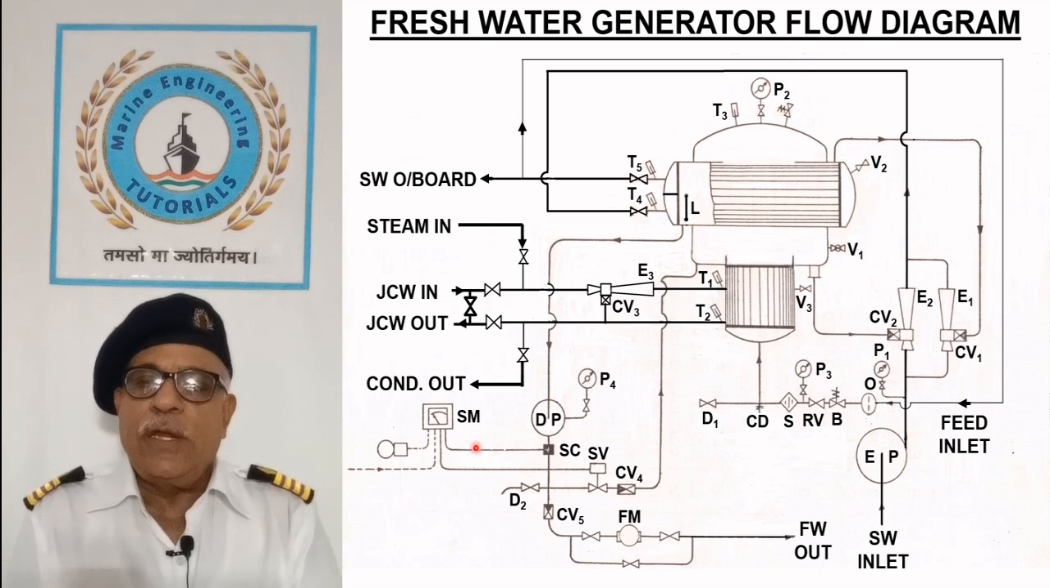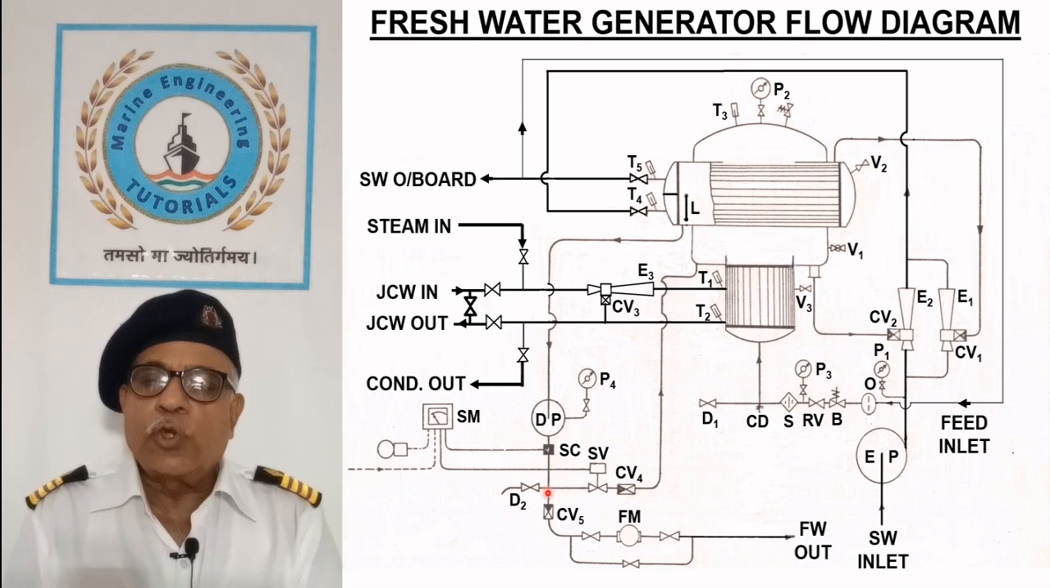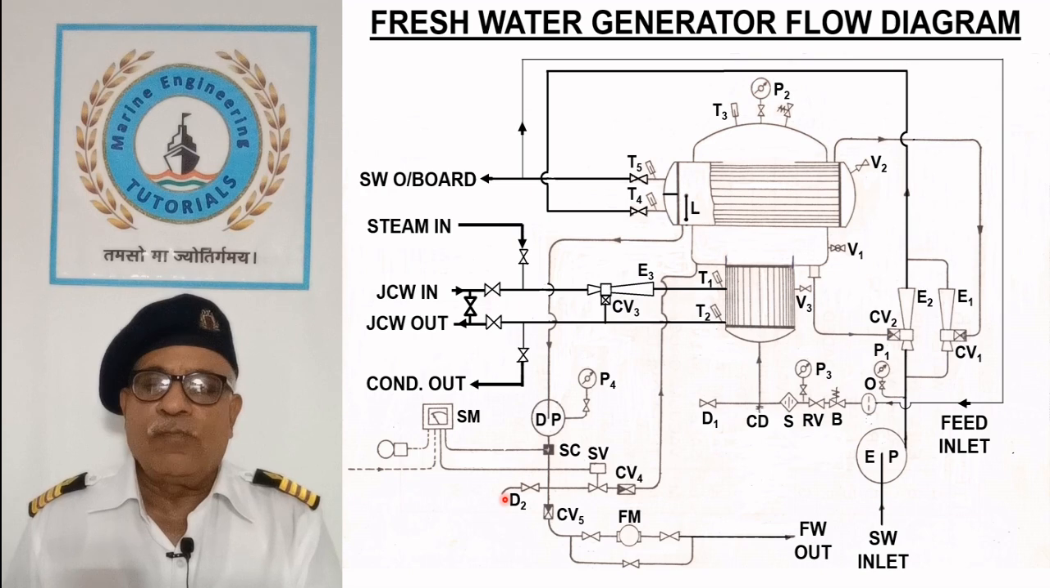If the salinity of the distillate is more than 10 ppm, the solenoid valve SB automatically dumps the condensate to the brine through the check valve CB4, which closes when the salinity drops back. The drain valve D2 can be used to taste the water.